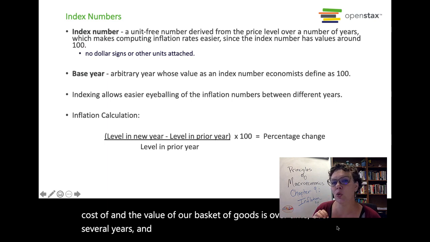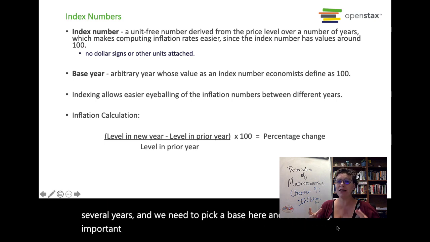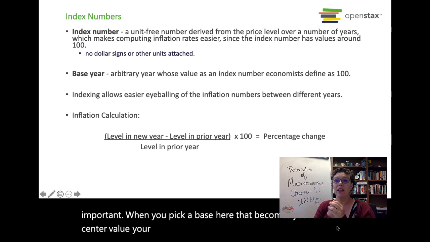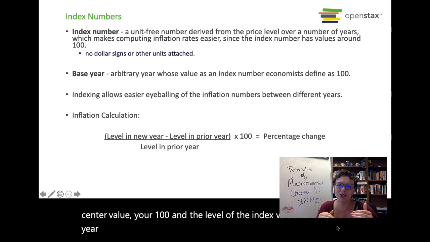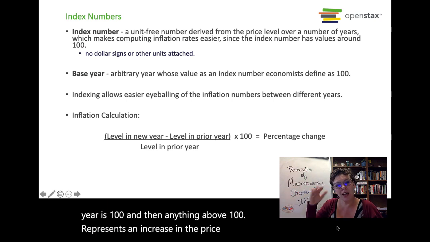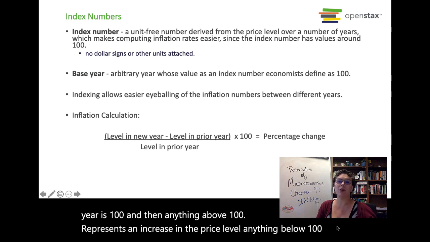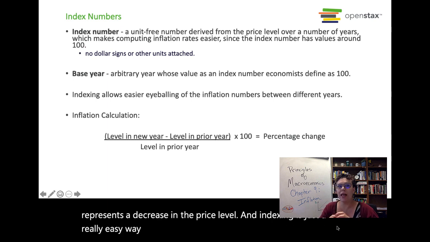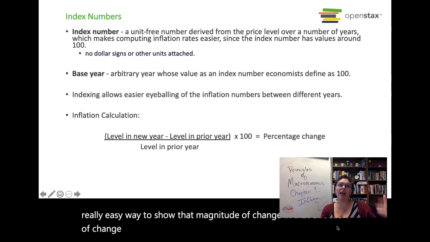And we need to pick a base year, and that's really important. When you pick a base year, that becomes your sort of center value, your 100. And the level of the index value for the base year is 100. And then anything above 100 represents an increase in the price level. Anything below 100 represents a decrease in the price level. And indexing is just a really easy way to show that magnitude of change and that direction of change without having to think about the units in a more specific way.